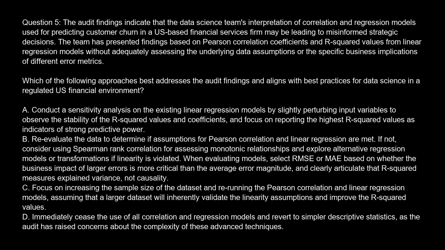Option C. Focus on increasing the sample size of the dataset and rerunning the Pearson correlation and linear regression models, assuming that a larger dataset will inherently validate the linearity assumptions and improve the R-squared values. Option D. Immediately cease the use of all correlation and regression models and revert to simpler descriptive statistics, as the audit has raised concerns about the complexity of these advanced techniques.